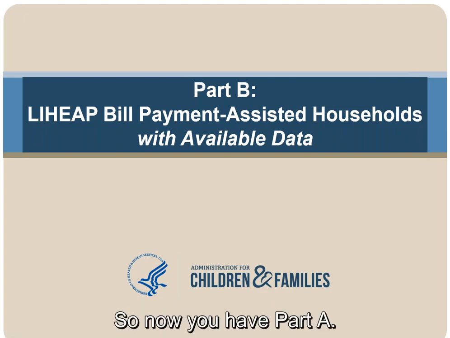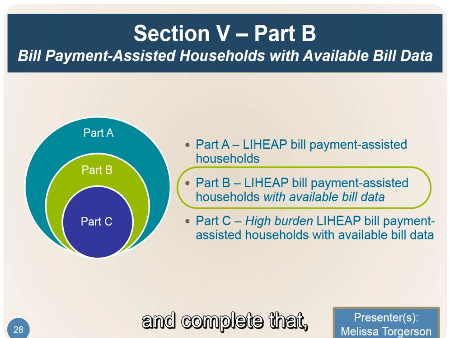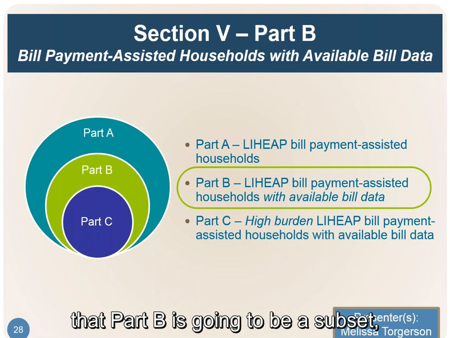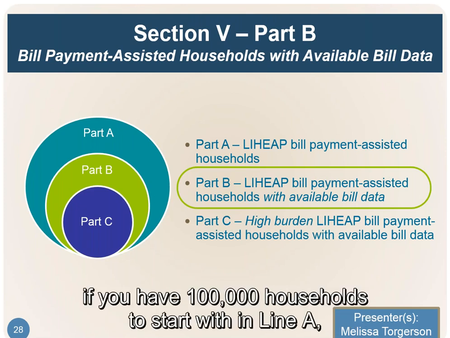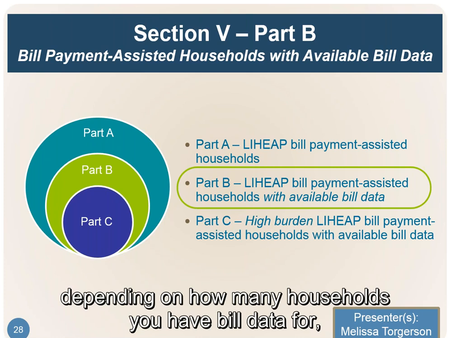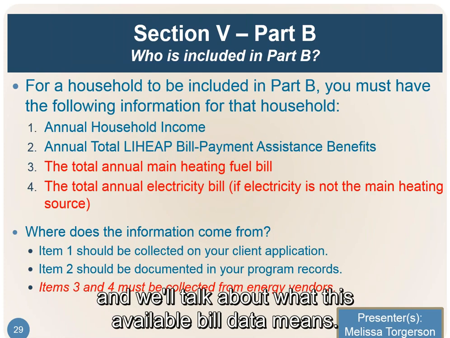So now you have Part A. You're going to, from Part A, go to Part B and complete that. And you'll see from this graph that Part B is going to be a subset. So this is where if you have 100,000 households to start with in line A, you may only have 75,000 or 50,000 households, depending on how many households you have bill data for. And we'll talk about what this available bill data means.